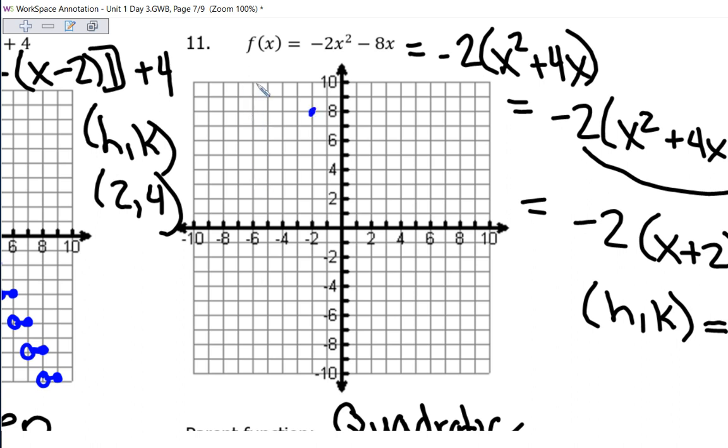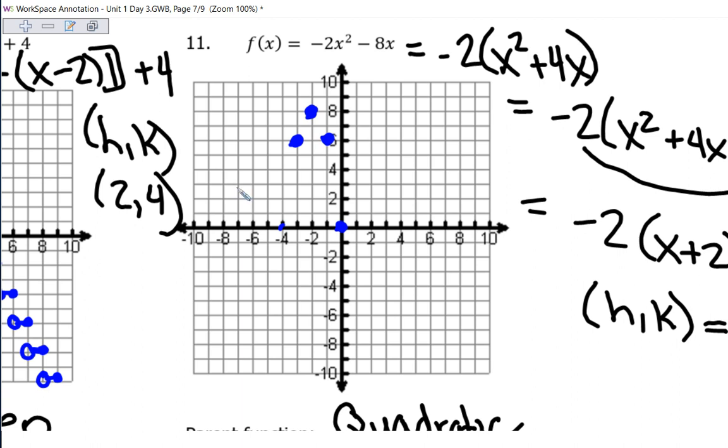But instead of going over 1, down 1, it's being stretched by a factor of 2. So I need to go over 1, down how many? Down 2. Over 1, down 2, over 1, down 2. And then normally we go over 2, up 4, but double 4, and what would that be? 8. So we need to go over 2, down 8, over 2, down 8.